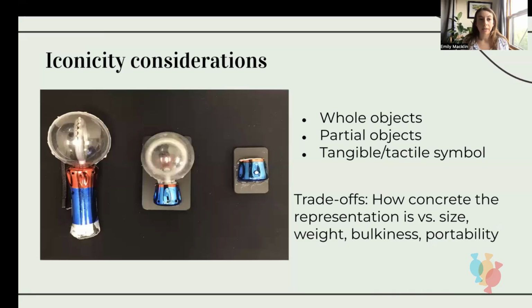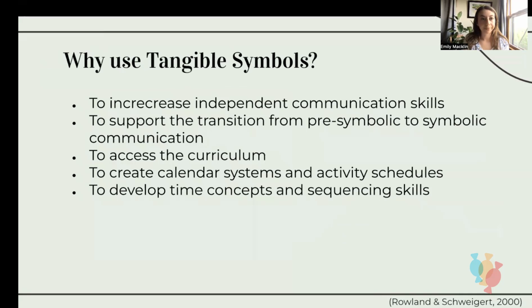We want to be as supportive as possible while also being realistic and keeping robust access to language. We wouldn't want that to be a limitation to take language symbols away. So just something to think about if this is on the newer side to you. So why do we use tangible symbols? To increase independent communication skills, to support the transition from pre-symbolic to symbolic communication, to access the curriculum, to create calendar systems and activity schedules, and to develop time concepts and sequencing skills.